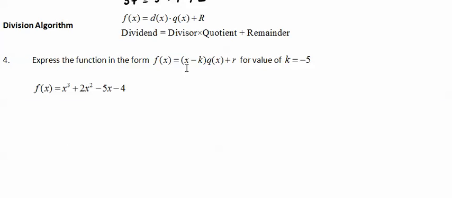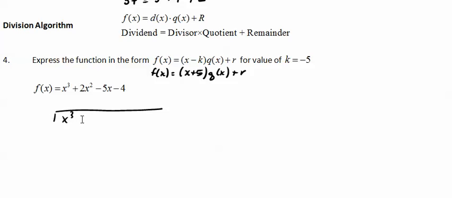So on this problem, they say that we want to write it in this form. K is negative 5, so really we're going to have x plus 5. So f of x is equal to x plus 5 times the quotient plus the remainder. So I'm going to set this up. X to the third plus 2x squared minus 5x minus 4, that's my function, and it's divided by x plus 5. Okay, so let's do the long division.